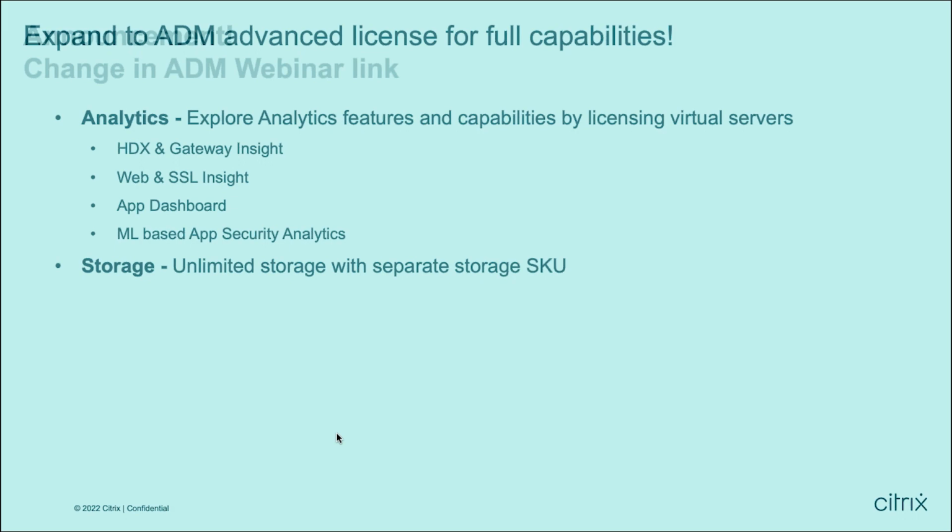Or for users who are very new and want to go beyond and have more analytics capability for different kinds of use cases, then Advanced is the license you should be looking out for. You get all the analytics capability, be it HDX gateway, web SSL, app dashboard, ML based app security analytics, ML based web insights, all those anomaly details, everything available with full capability in the Advanced licensing. Of course, anytime you feel that while enabling these licenses you are getting bottlenecked by the storage, we have a separate SKU just to increase the storage.